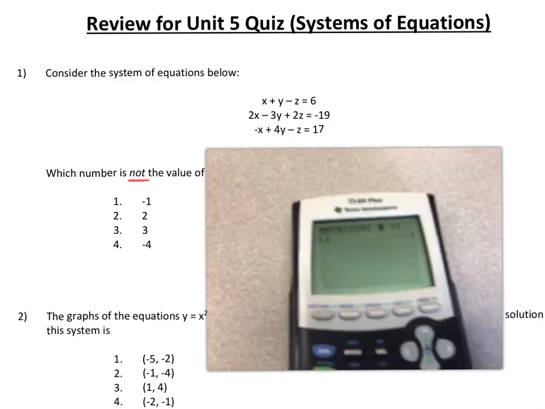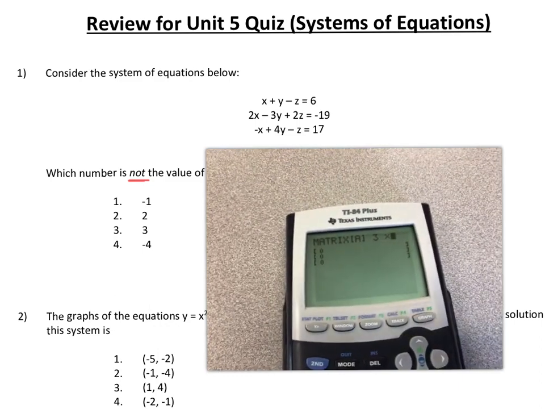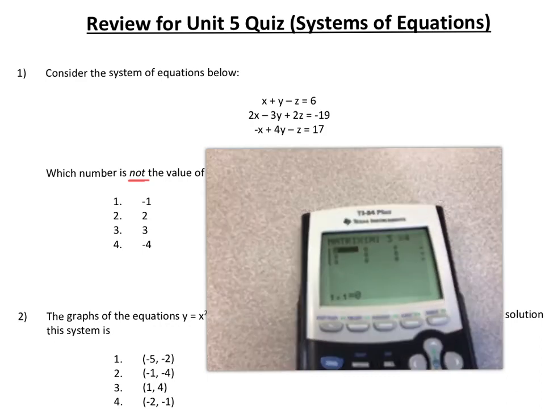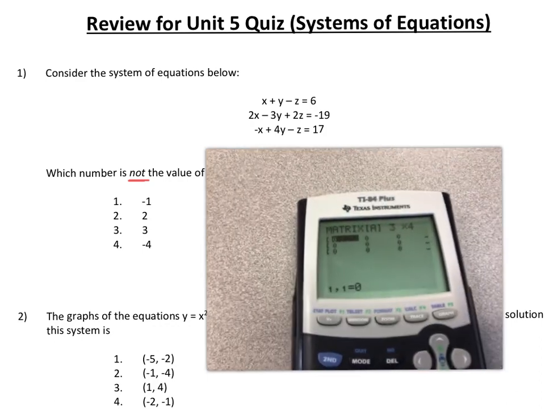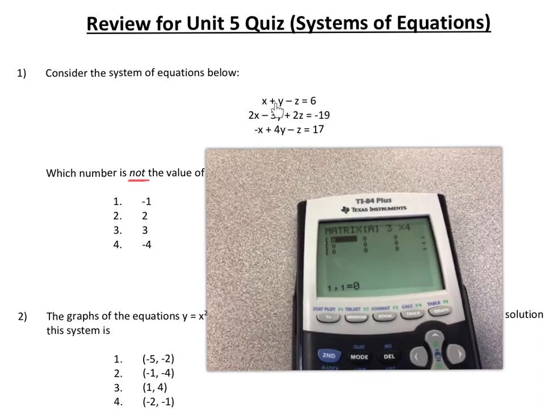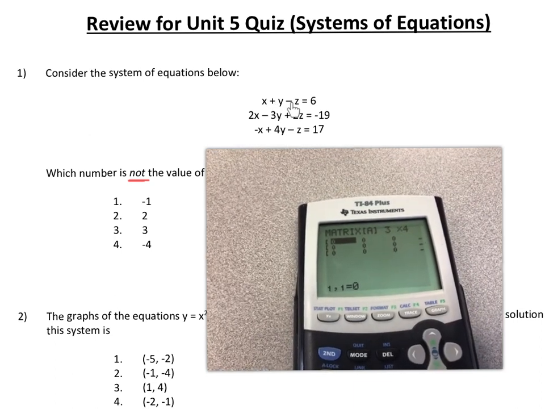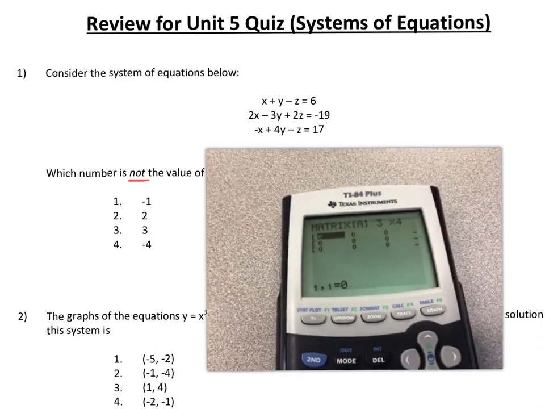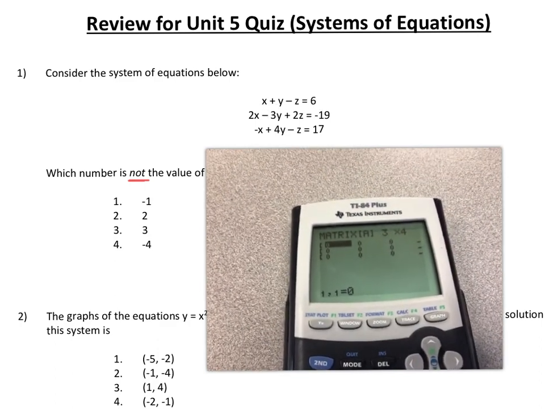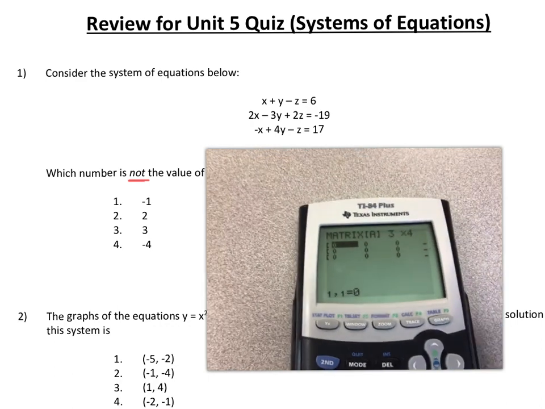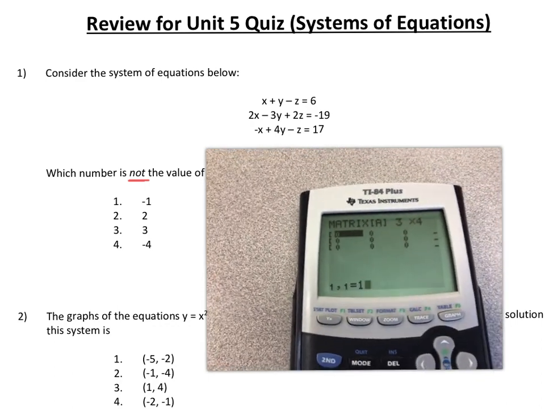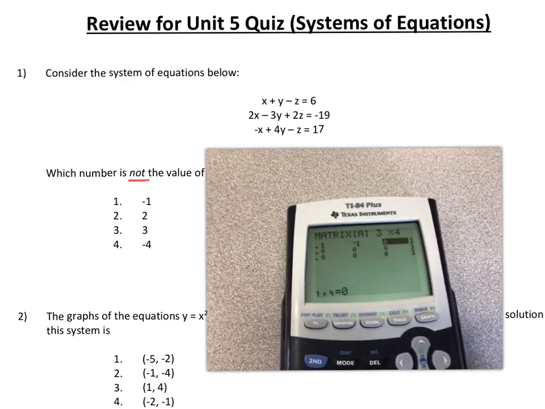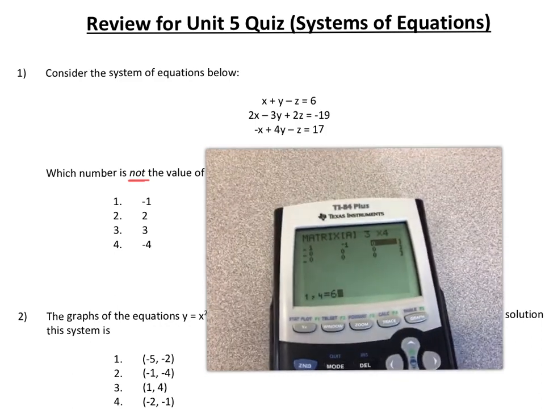So we want to create a 3, hit enter, by 4, hit enter, matrix. And we're just going to plug in the numbers. If you remember from class, in the first row we have a 1 in front of the x, a 1 in front of the y, a negative 1 in front of the z, and a 6 on the right-hand side of the equation. So for the first row, we plug in 1, 1, negative 1, 6. I like to hit enter after the number. You could hit over as well if you want.